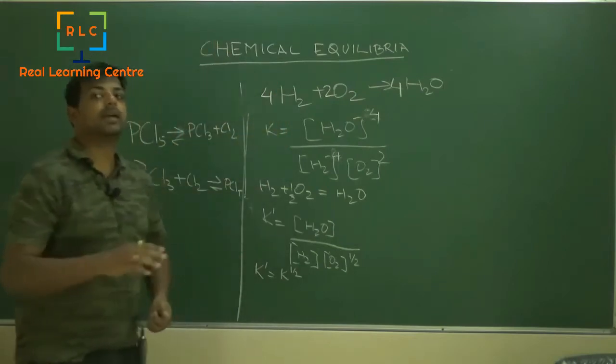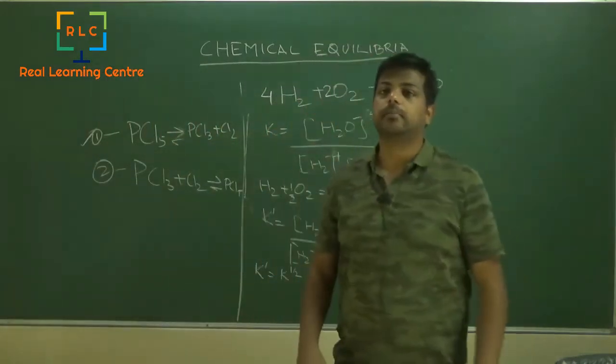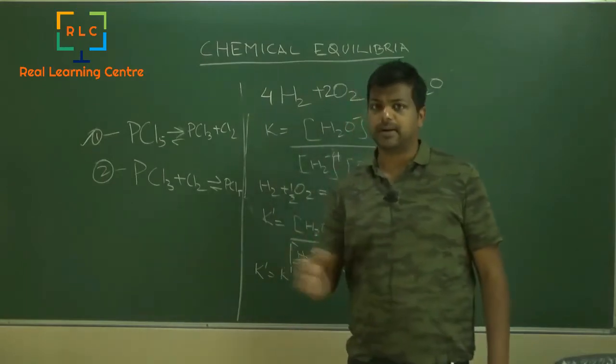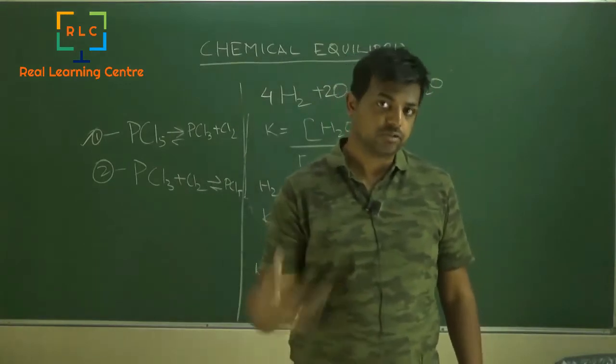So if you multiply or divide by any number, then the equilibrium constant gets raised to that power. So if you have multiplied by 2, it gets squared. If you multiply by half, it gets square root of it.